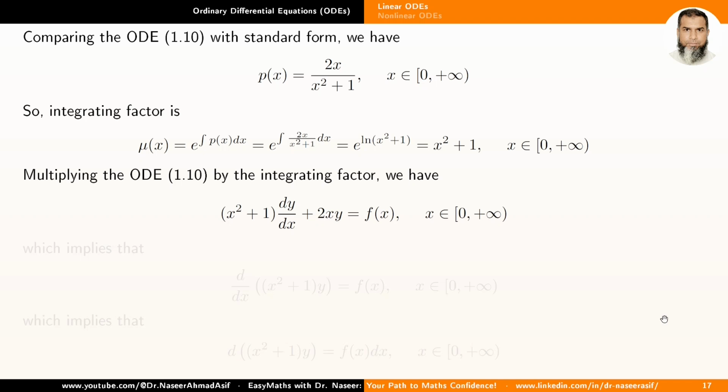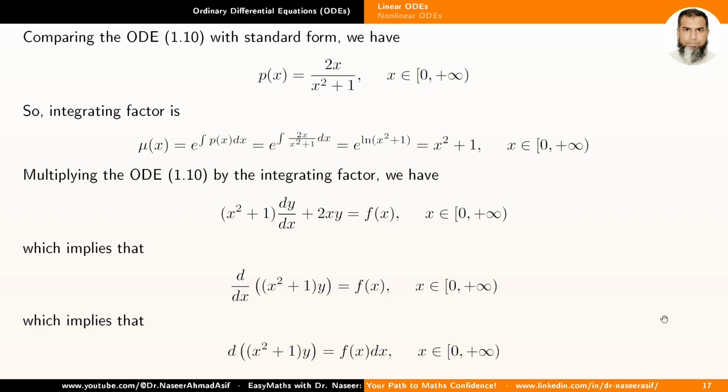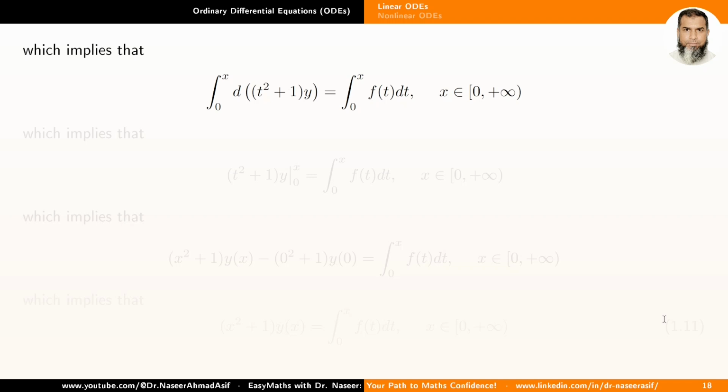Multiplying the ODE 1.10 by the integrating factor, we have (x² + 1) dy/dx + 2xy = f(x) for x in [0, +∞). Well, this can be expressed as d/dx ((x² + 1) y) = f(x) for x in [0, +∞). So d((x² + 1) y) = f(x) dx. Now integrating from 0 to x, we have ∫ from 0 to x of d((t² + 1) y) = ∫ from 0 to x of f(t) dt for x in [0, +∞).